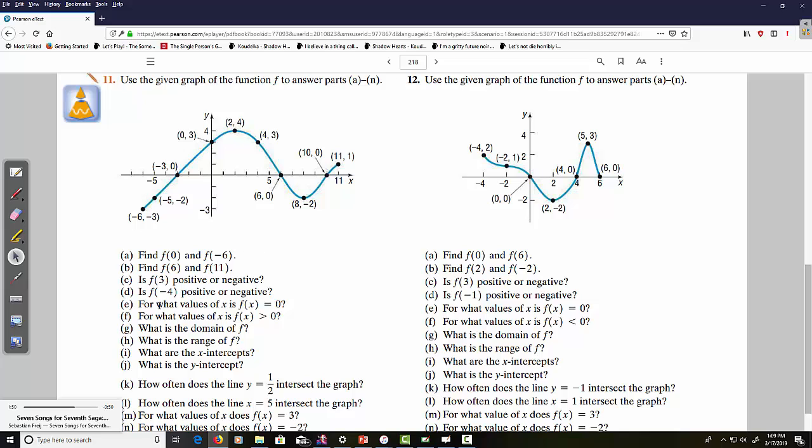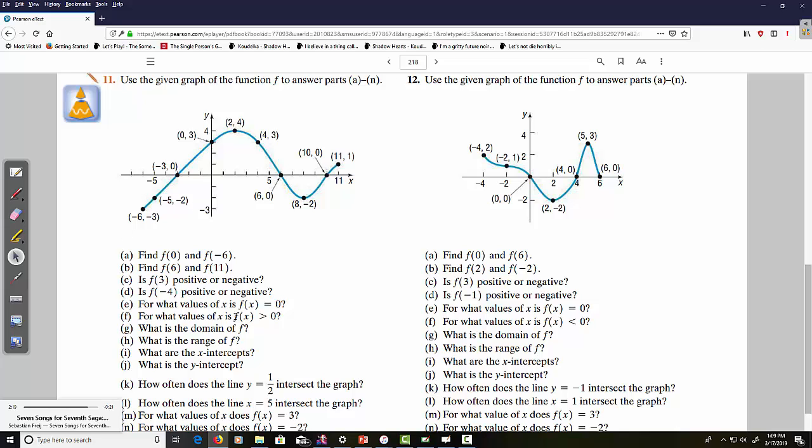Absolutely. For what values of x is f of x equals 0? Notice in this problem, they're giving us y values because they said f of x, which was our replacement for y, don't forget that, equals 0. So for what x values is y 0? Well, y is 0 along the x-axis, so that would be at negative 3, at 6, and at 10.